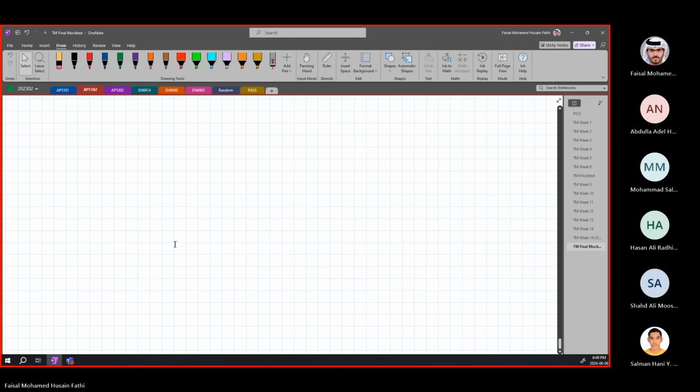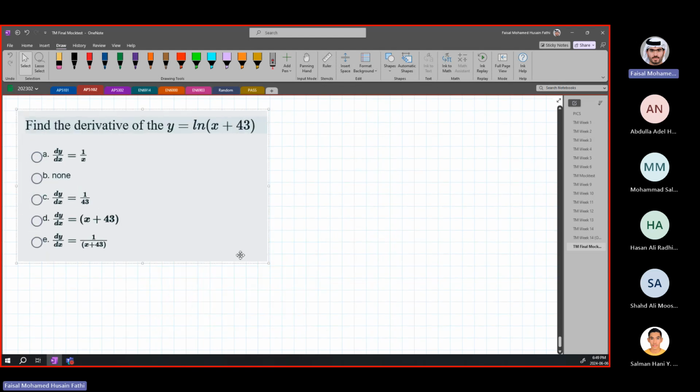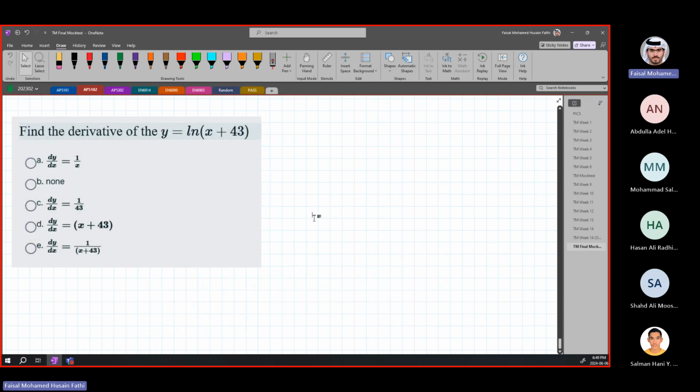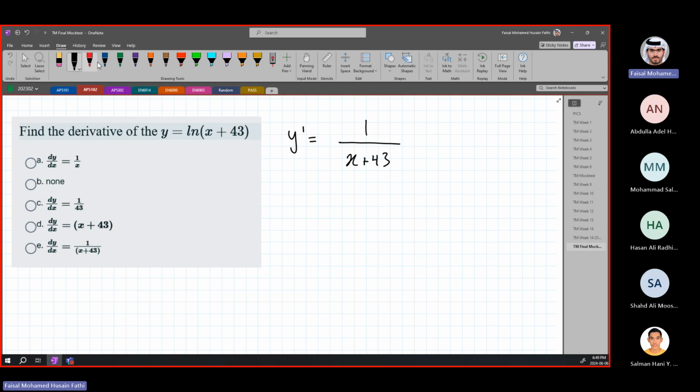All right. Find the derivative of y equal ln of x plus 43. Remember that y prime will be equal to, in this case, you can do this either directly by saying that, okay, this is just ln, so y prime is going to be 1 over x plus 43 because you don't have any multiplication. But the proper way of doing this is you say let u equal x plus 43, because sometimes it will be something more complicated.